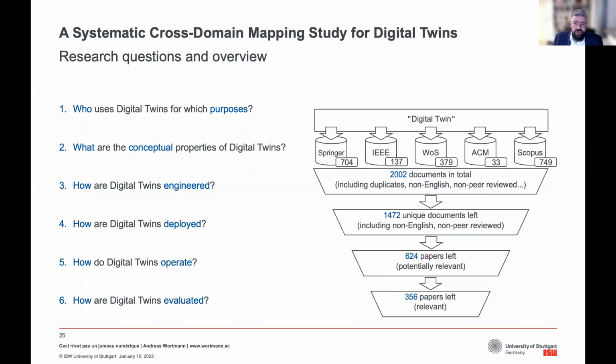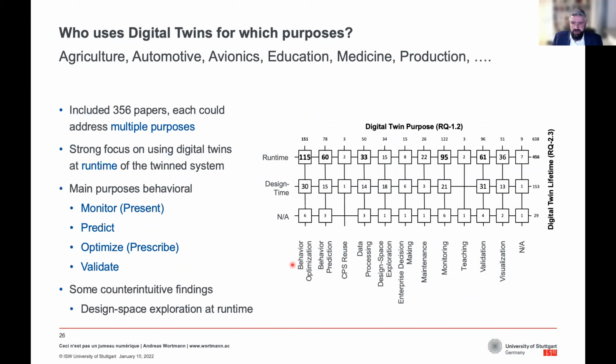So we looked at a couple of papers. It's 2,400 or 2,600. And we try to find out who uses digital twins, what are their properties, how are they engineered, deployed, how do they operate, and how are they evaluated. As you can see, for instance, with respect to the purposes, what I've told you earlier, it's used for monitoring, behavior optimization, prediction, and validation.